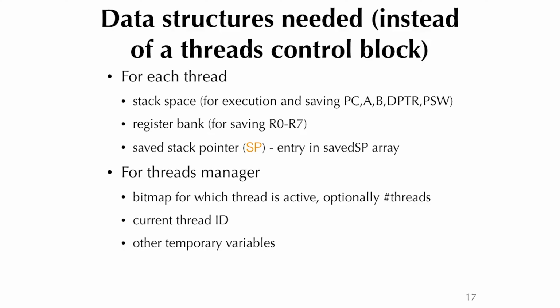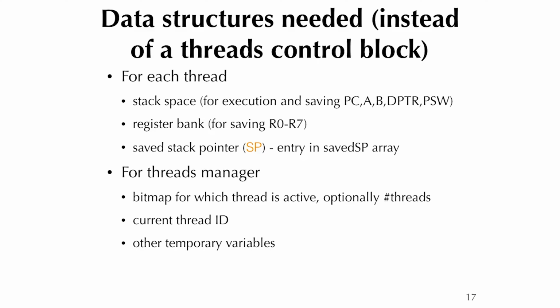Okay, so welcome back. Let's continue with building towards threads. The data structures needed are not going to be in the form of a thread control block. You use a thread control block when you have a lot of memory. Here we are very tight on memory, so we already reserved 4 banks, right? 8 bytes each, so 32 bytes for the general purpose registers R0 through R7.